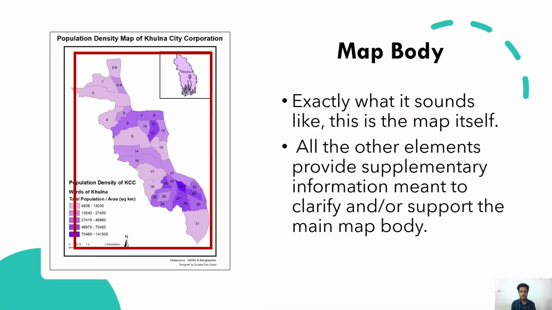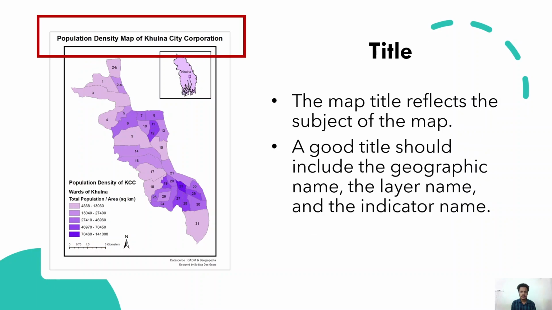First of all, we need to know what is map body. It is exactly what it sounds like, the map itself. The visual expansion of the data to a map is the map body. Next, the title. The title reflects the subject of the map. A good title should include geographic name, layer name, and the indicator name.